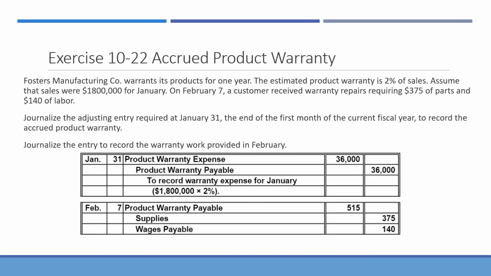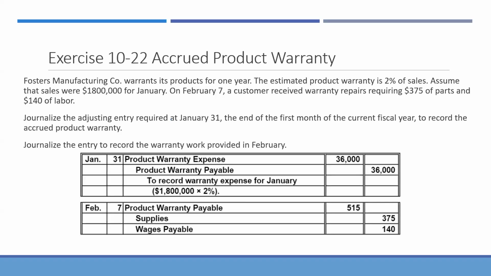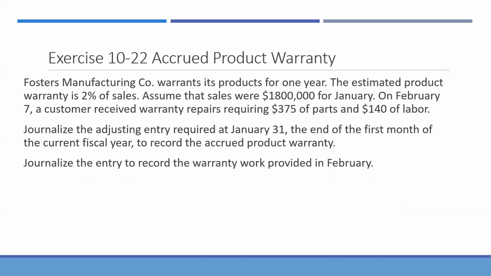So initially we have 1.8 million in sales. Oh yeah, 1.8 million in sales. So times 2% is 36,000 in warranty expense. Warranty payable of 36,000. And then when the warranty costs actually come back and people have broken stuff, then we debit the warranty payable and then credit supplies and wages payable based on the cost of parts and labor.